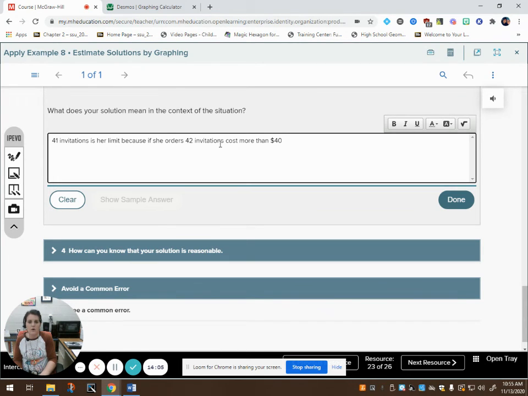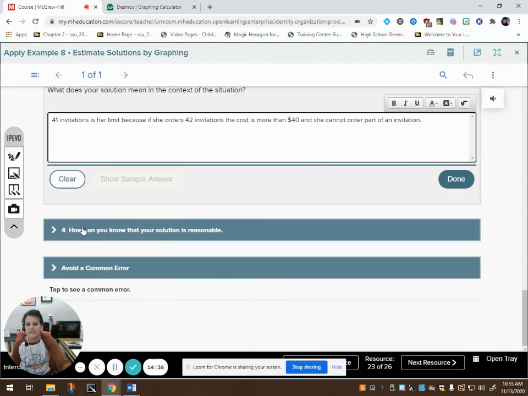And she cannot order only part of an invitation. So 41 invitations is her limit. That's how many she can order. Because if she orders 42 invitations, the cost is more than $40, and she cannot order part of an invitation, so we can't do the 41.667.